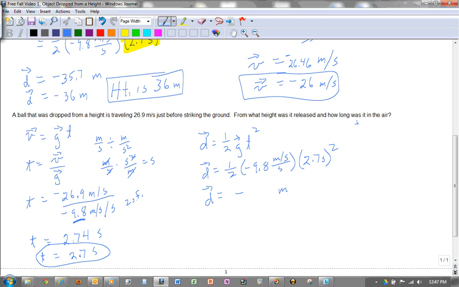And let's see, 0.5 times negative 9.8 times 2.7 squared is negative 36 meters, and that would be my displacement. And so the height, you wouldn't say it was a negative 36, you'd say the height was 36 meters. Okay, and that's about how you work that problem.